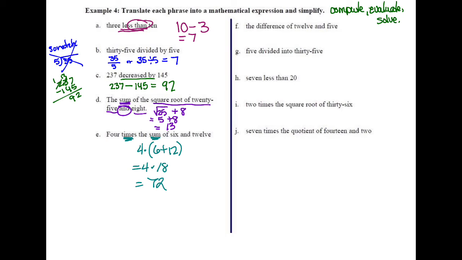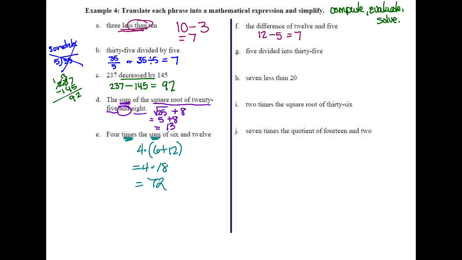Okay, other side, here we go. The difference of 12 and 5. Now, I usually say the difference between 12 and 5, but it means the same thing, right? Either way, we're going to subtract. So, 12 minus 5, and that's equal to 7.